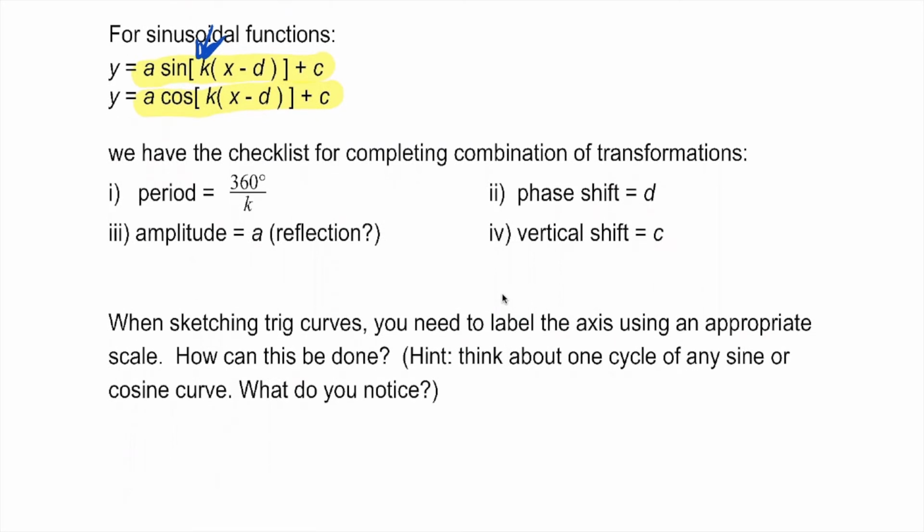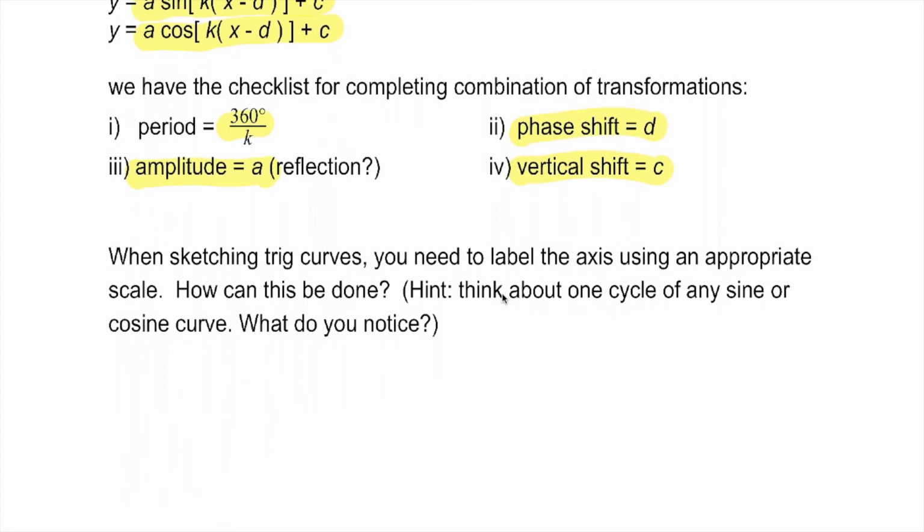So here's a review. If we're given the k value, the formula for the period is 360 divided by k. The amplitude is the a value, so if we're given the amplitude, we're automatically given the a value. If we're given a phase shift, that's the d value. And if we're given a vertical shift, that's the c value. When we're sketching curves, we'll label the axes according to the scale. So one important thing is, how do we determine the scale?